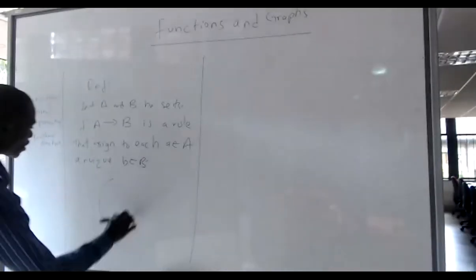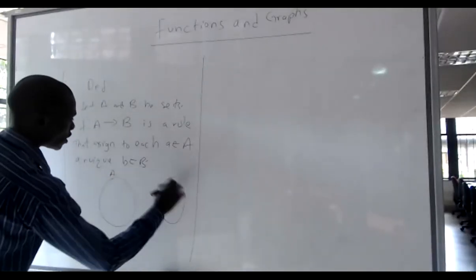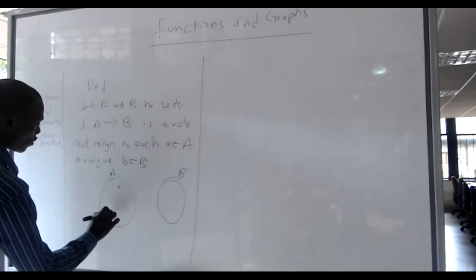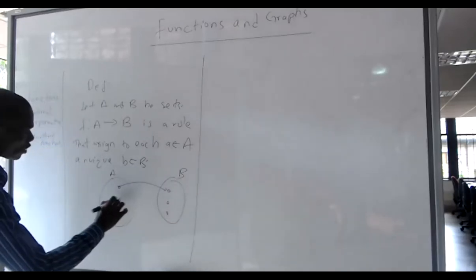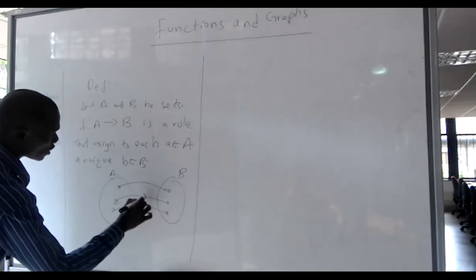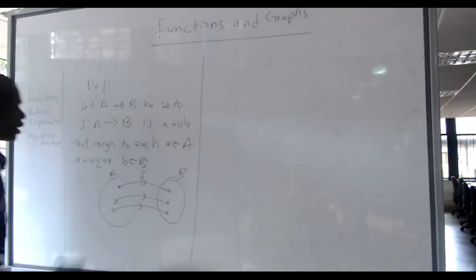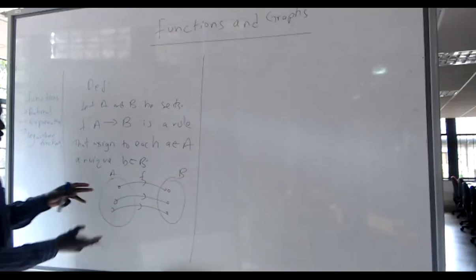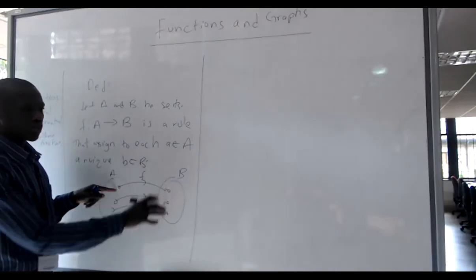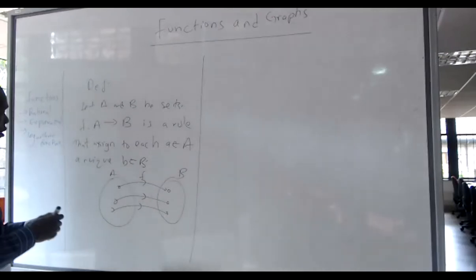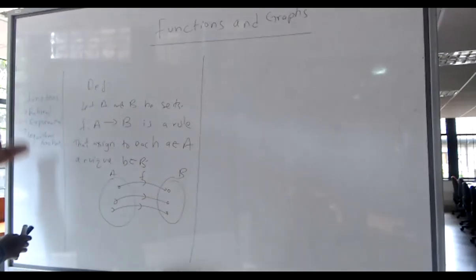So if this is your set A, this is your set B, then for your rule to qualify as a function, every element of A must be associated with only one element in the set B. We want to avoid situations where one element from A is associated to two elements in B. The examples of functions that we're going to look at today are rational, exponential, and logarithmic functions.